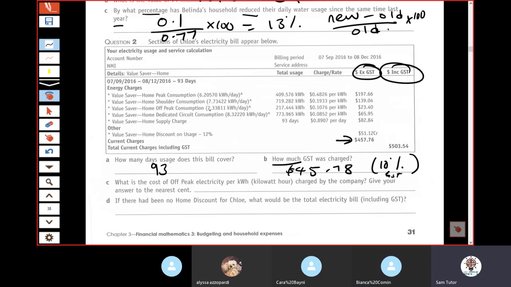Per kilowatt hour is just charged by, I'm going to give you an answer to the nearest cent. So 2.3381 kilowatts, sorry, there it is. Okay, per kilowatt hour, so 0.1076. So the nearest cent would be 11 cents, right? Because it's 10.76 cents. Nearest cent would be 11 cents.